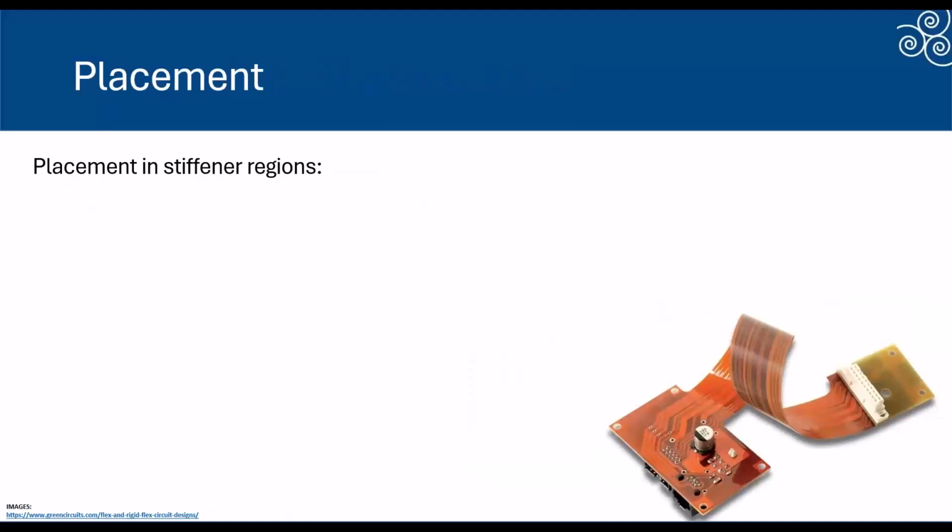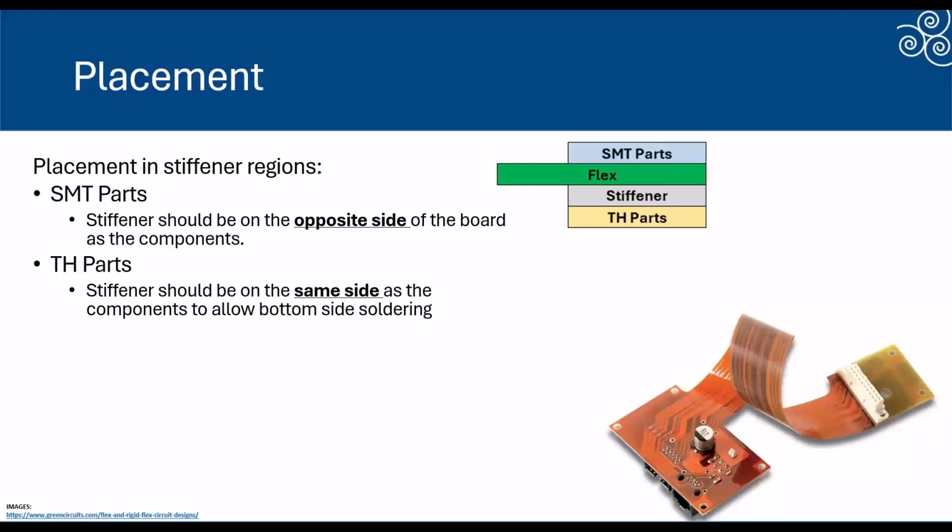All right, moving on to placement. When you're dealing with placement in stiffener regions, again, this is dealing with the flex area. If you're dealing with a rigid flex, placement is the same as always dealing with a rigid board. But if you have, like in this image, a board that is fully flexed, but there's a few areas that have a stiffener attached, there are some placement items you want to be really careful of when putting components on the flex.